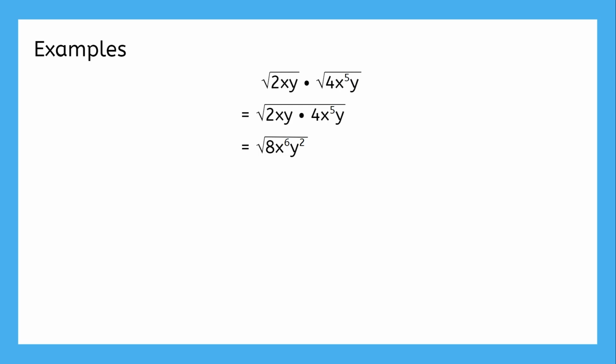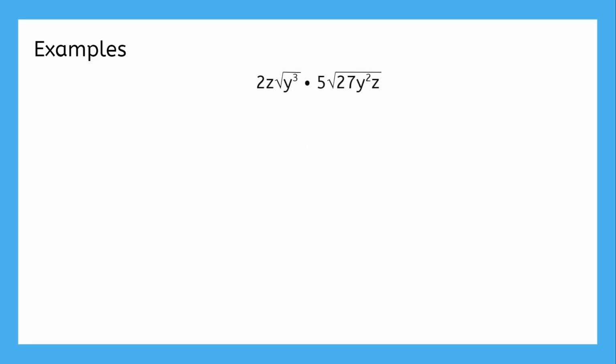8 is 2 times 2 times 2, so we can pull out a pair and leave one under the radical. 6 x's means we can have 3 pairs, and we're left with a single pair of y's. So the simplified form comes out to 2x cubed y times the square root of 2, which is the same thing as before, except with way fewer steps. Combine first, simplify after.